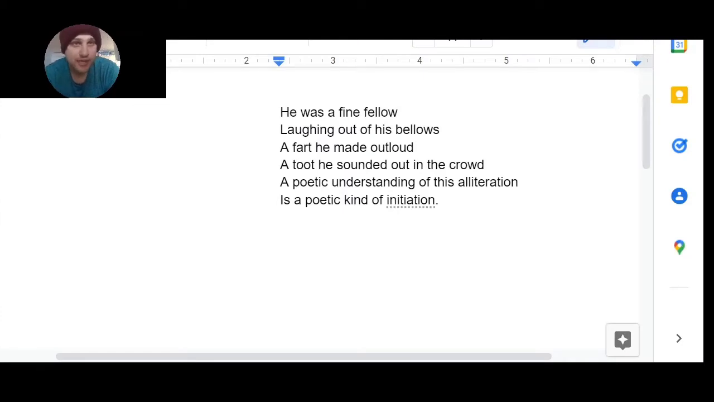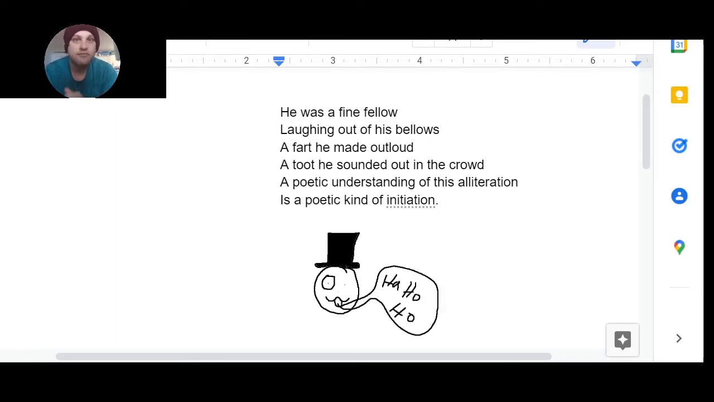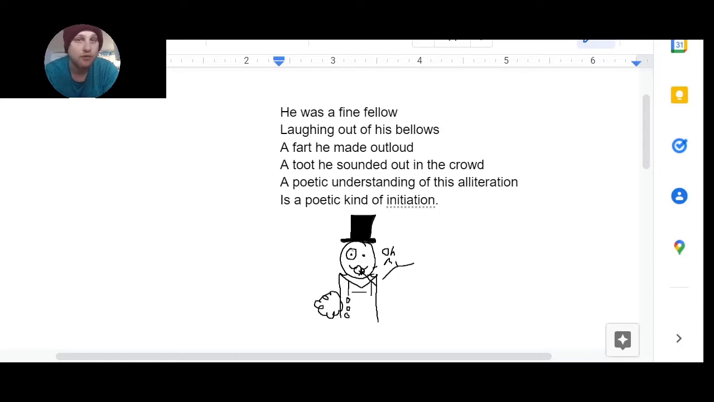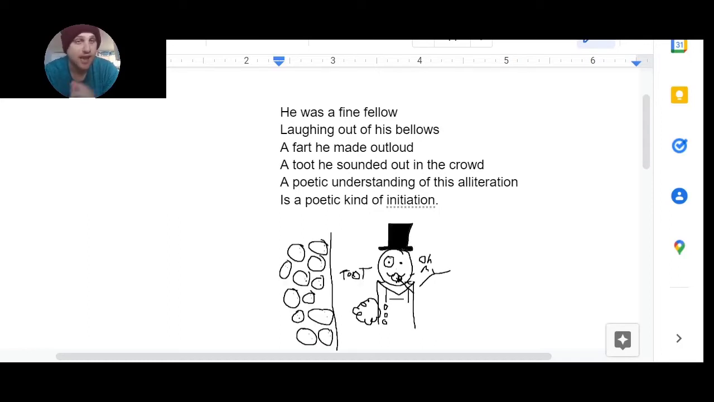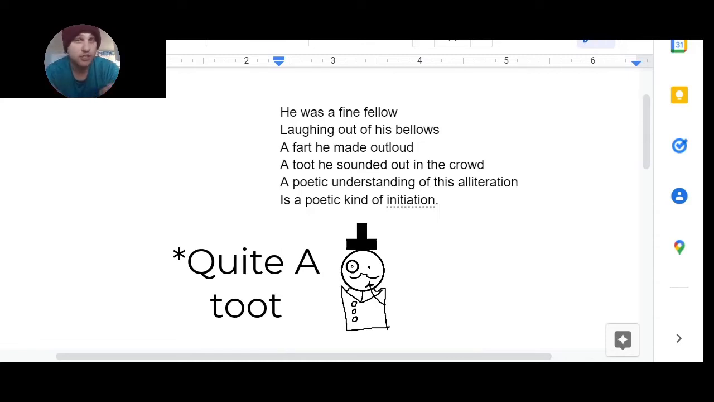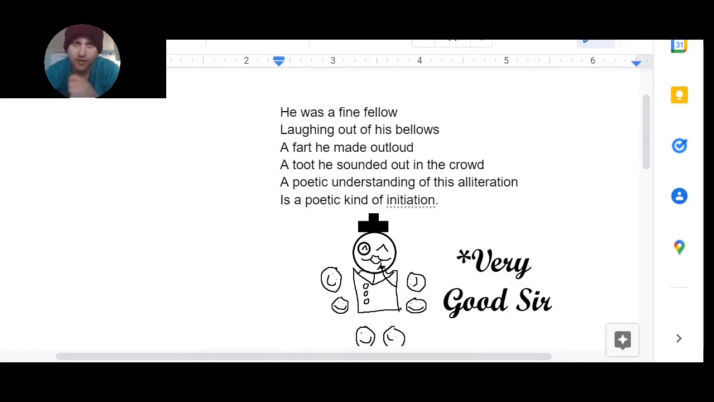For example, here's a great poem we just wrote for everybody. He was a fine fellow, laughing out of his bellows. A fart he made out loud, a toot he sounded out in the crowd. A poetic understanding of this alliteration is a poetic kind of initiation.